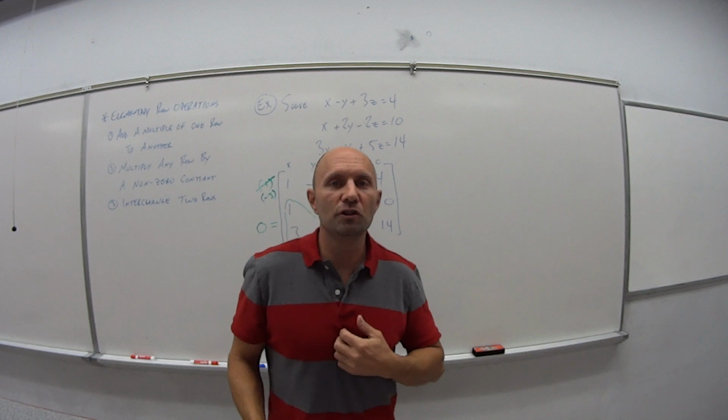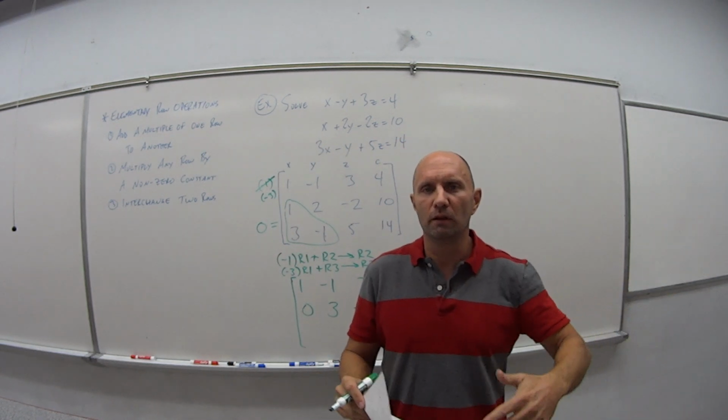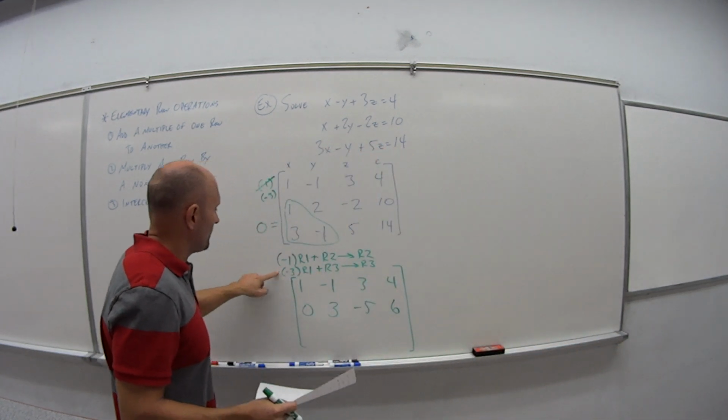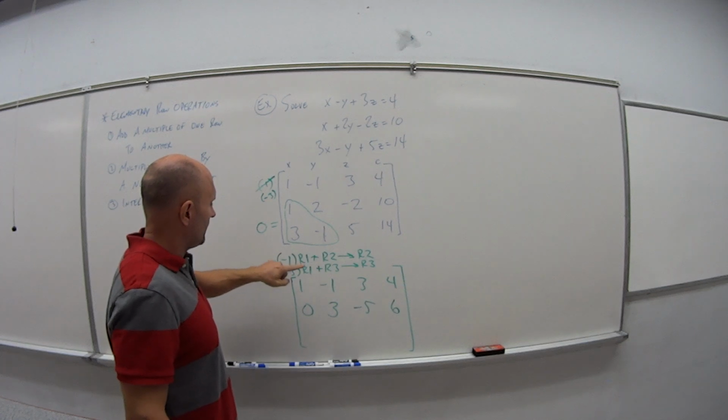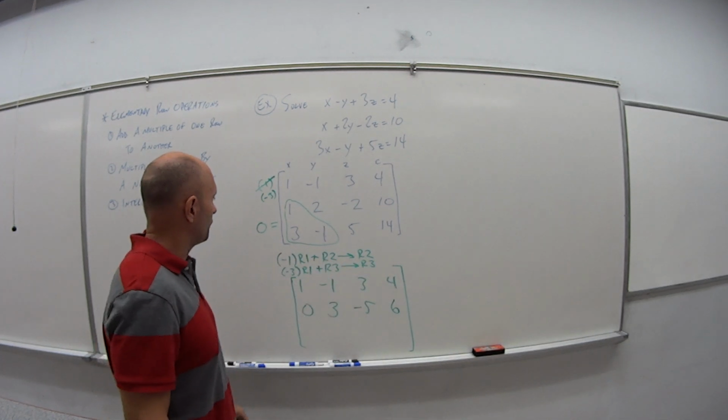That's a lot of confusion that people have here. They're like, well, I'm not sure where I'm putting the numbers, and what do I keep, what do I get rid of? Now you don't have to worry about it. This tells you what you're doing. -3 times row 1, add it to row 3, gives me a new row 3.